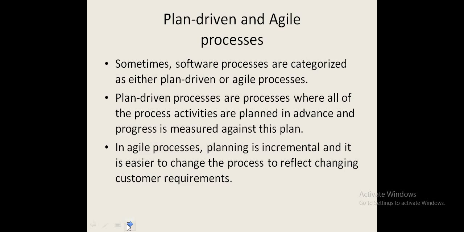Whereas in agile processes, planning is incremental and it is easier to change the process to reflect changing customer requirements. In agile processes, planning is not that strict. That is, the plan can be changed in the future. That means agile processes are incremental in nature. We will make a plan initially, but it is not certain that the plan will be strictly followed until the end of the software development. There can be changes made during the activities.